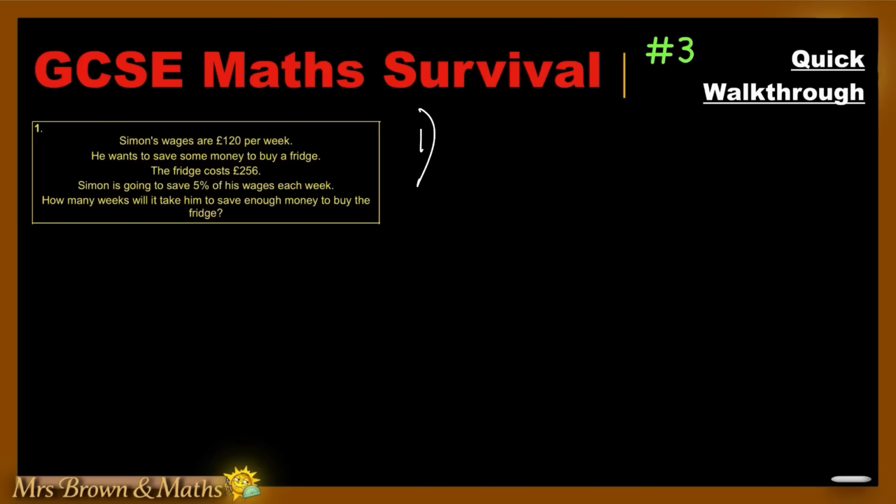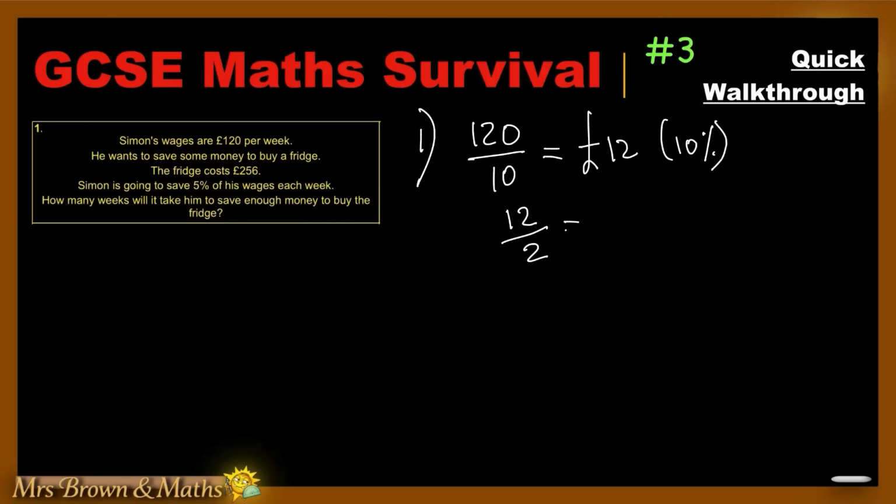Let's work out some quick exam style questions step by step. Question 1. Simon saves 5% of 120 each week. How to work out 5% if it is a non-calculator paper? Work out 10%. Divide 120 by 10. It will be 12 pounds.